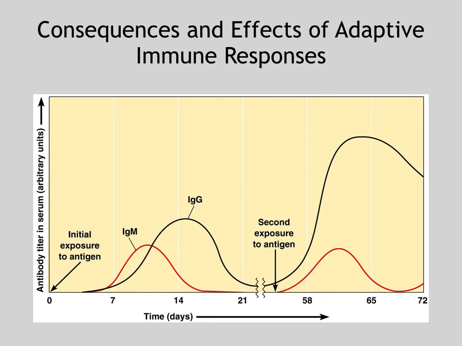In the meantime, you see this red line, we still get some IgMs produced, which means we're still activating naive B cells. And that's that boosting. We're going to boost the number of memory cells and make them even more so that if we get exposed a third time, the antibody response is even bigger.